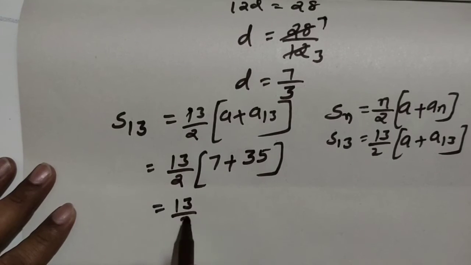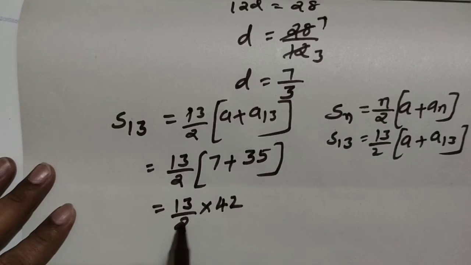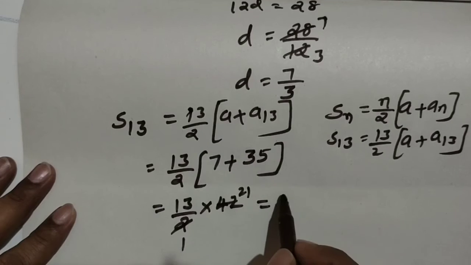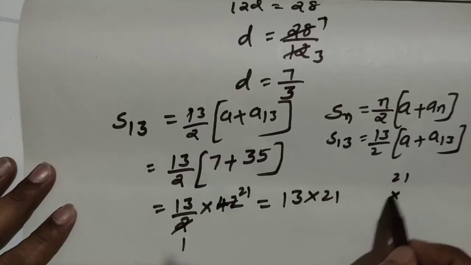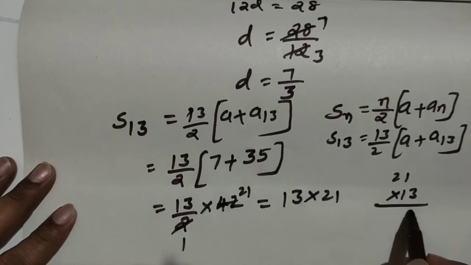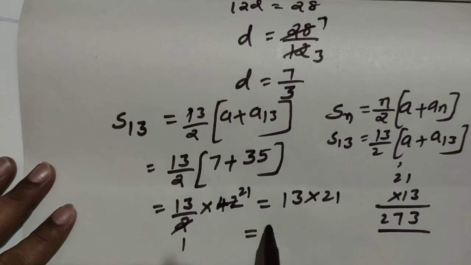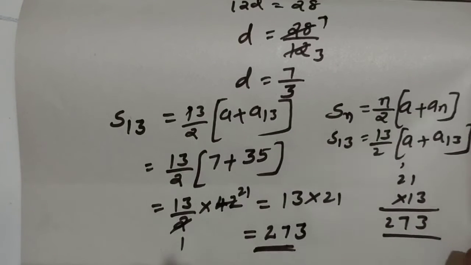Now 13 by 2 into 7 plus 35, how much? 42. Now by cancellation we get 13 into 21. Now 13 into 21: 13, 26 plus 2, 273. So like this we can easily get the sum.